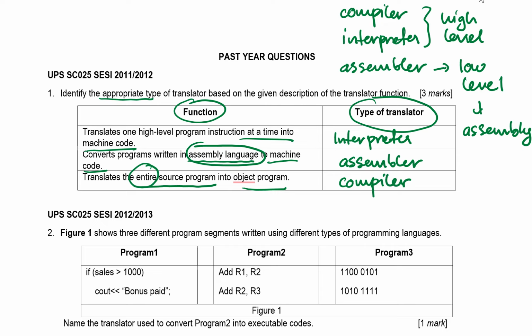Compiler and interpreter, both of these translators are used in high level language. But the difference is that the interpreter will convert the programming language to machine language line by line. But the compiler will translate the programming language that is written entirely into machine language.